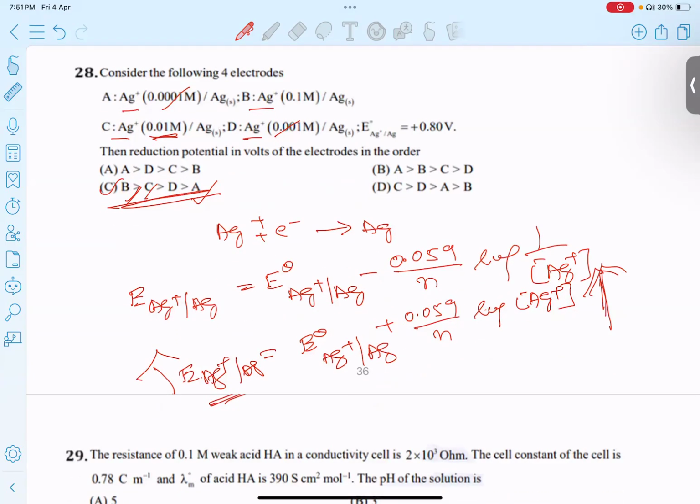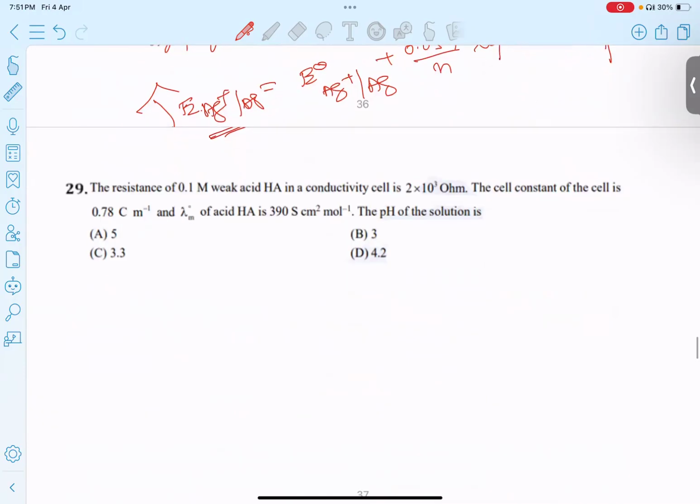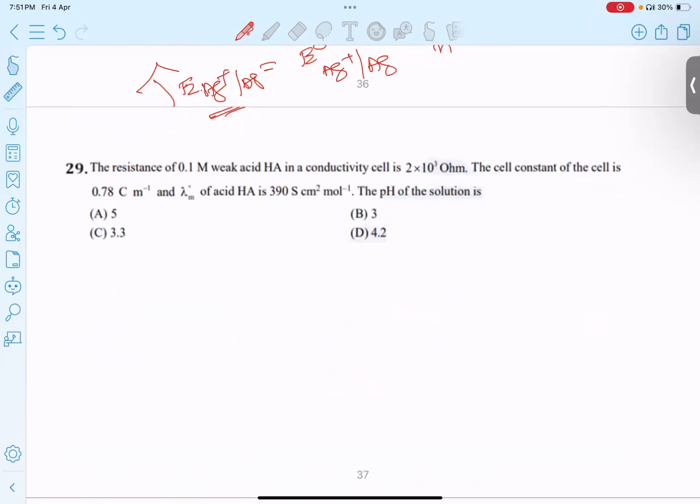So question number 28, option C is correct. Next, let us go to question number 29. The resistance of 0.1 molar weak acid HA in a conductivity cell is 2 into 10 to the power 3 ohm. The cell constant of the cell is given, that is 0.78 per centimeter. The limiting molar conductivity of the acid is also given, that is 390 Siemens centimeter square per mole. The pH of the solution is?